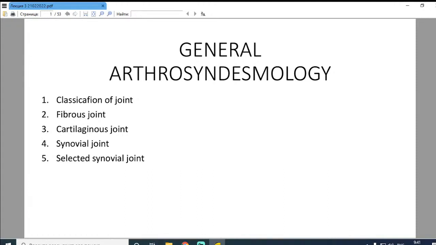Today's topic of the lecture is general arthrosyndesmology. Next question: classification of joints: fibrous joint, cartilaginous joint, synovial joint, and selected synovial joints.